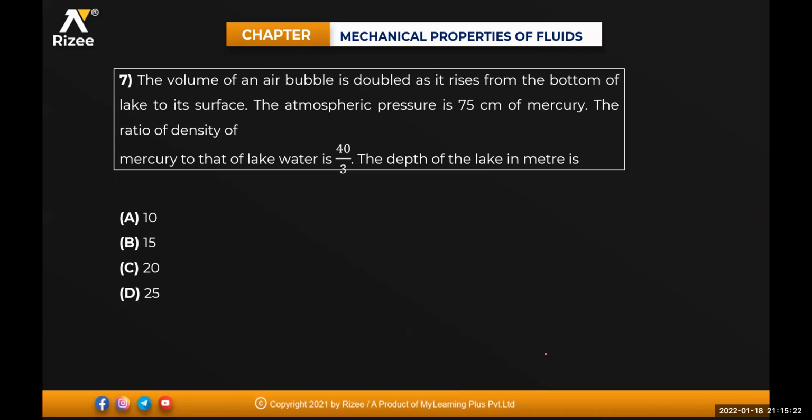See this question, beta. The volume of an air bubble is doubled as it rises from the bottom of the lake to its surface. The atmospheric pressure is 75 centimeter of mercury. The ratio of the density of mercury to that of the lake is 40/3. The depth of the lake in meters will be equal to how much? Can anyone, beta?